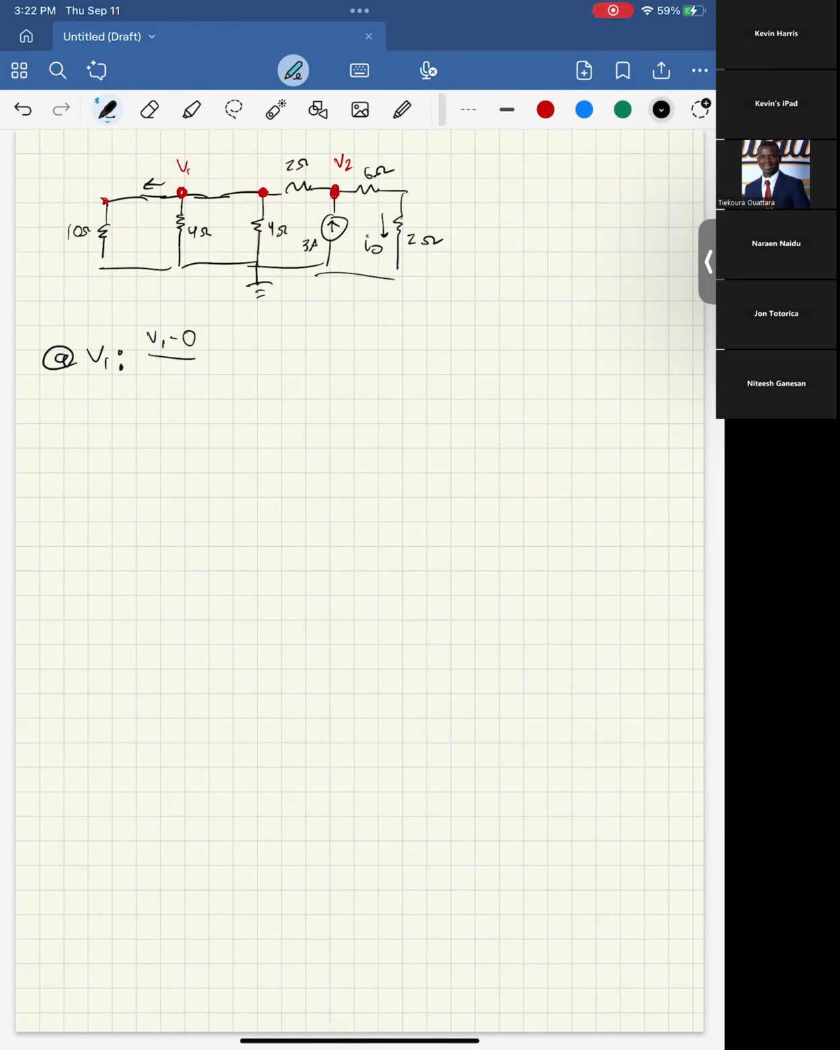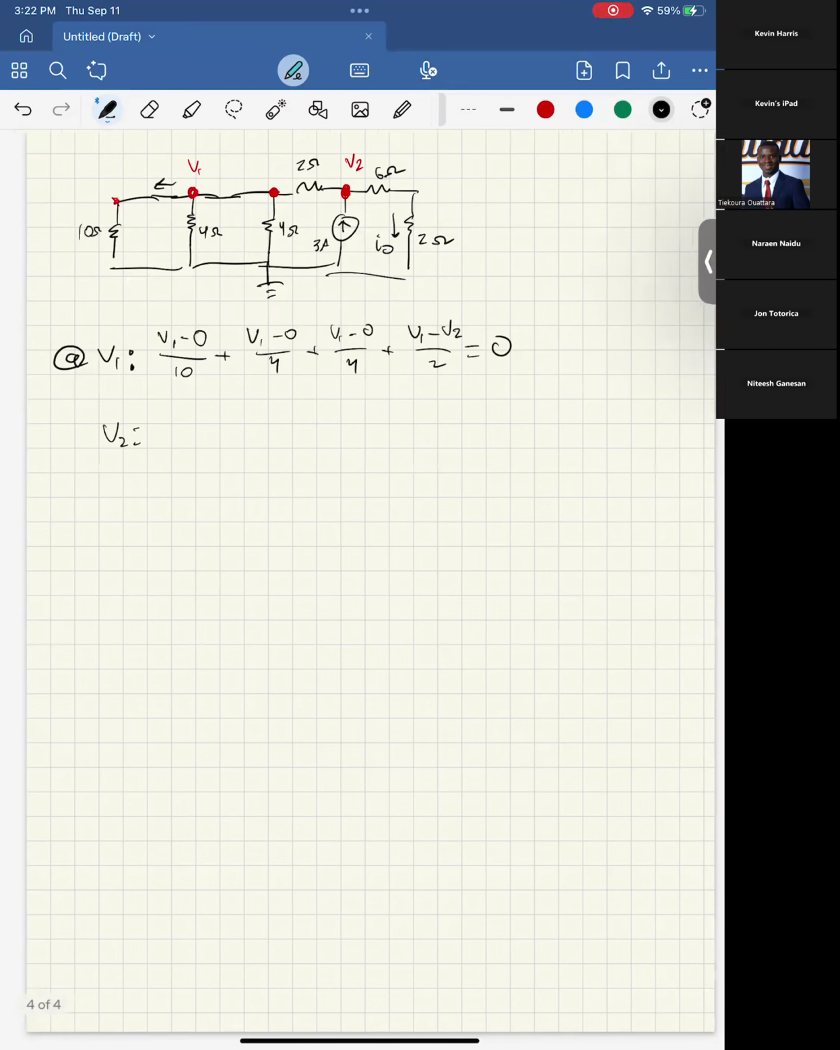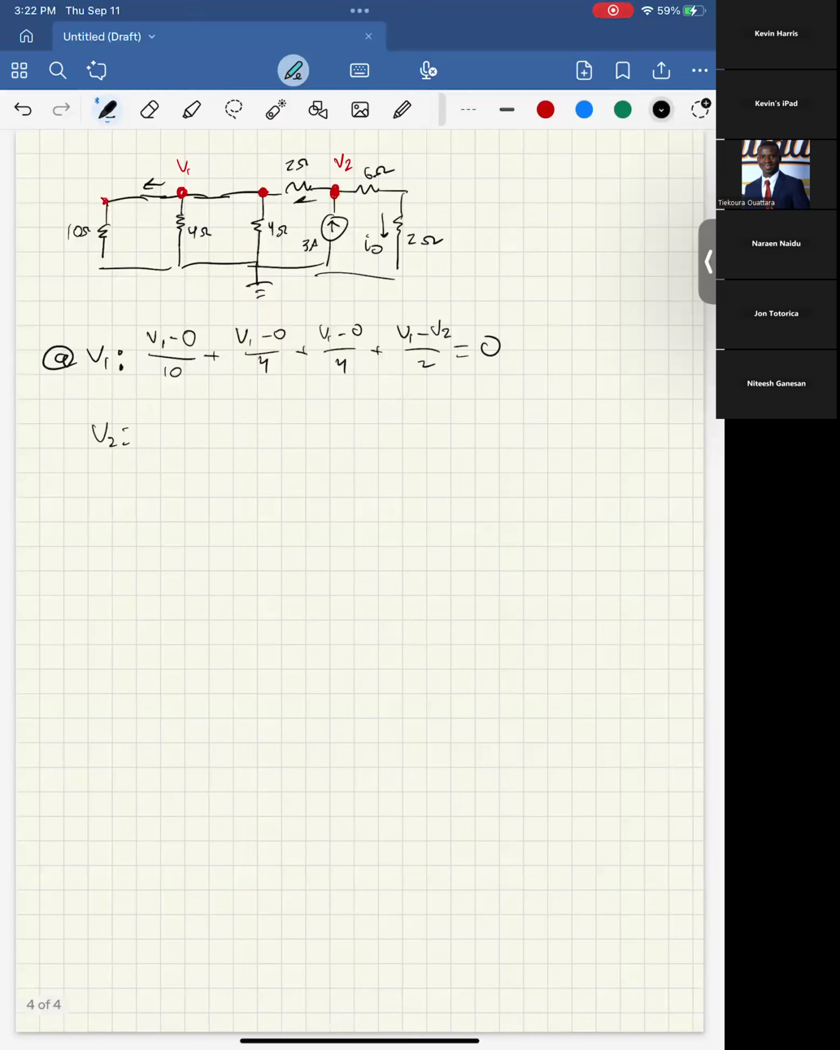So going to the left, in that leftmost branch, we'd have V1 minus 0 over 10, and then in the middle, we'd have V1 minus 0 over 4, and then another one, V1 minus 0 over 4. And then going out to the right, we'd have V1 minus V2 over 2. And then for V2, we'd have to the left V2 minus V1, because remember, this is still V1, over 2. And then coming up from the middle there, since it's going in, we have minus 3 amps.